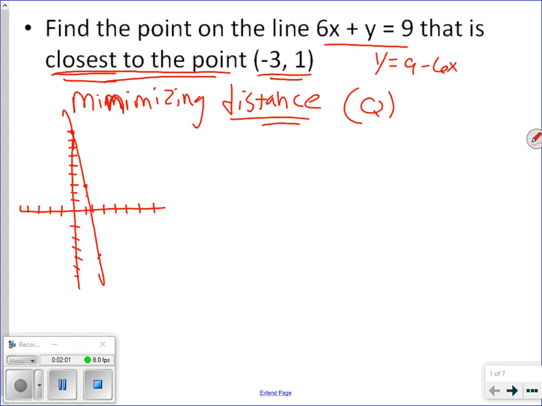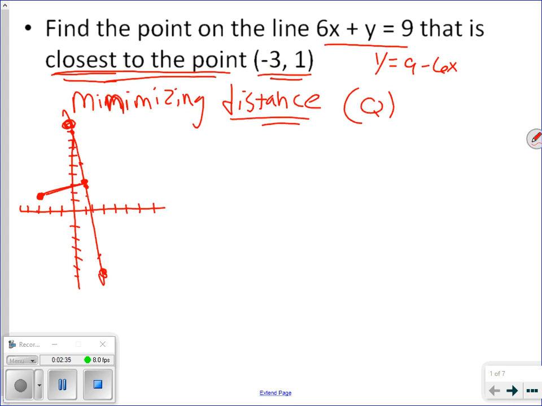If that's my line, I'm trying to figure out what the closest I could be. At what point on this line is it closest to the point (-3, 1)? So negative 1, 2, 3, up 1. Now that point's not going to be all the way up here. It's not going to be all the way down here. It's going to be somewhere right here. I'm trying to minimize this distance right here.